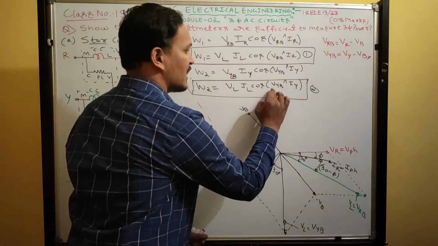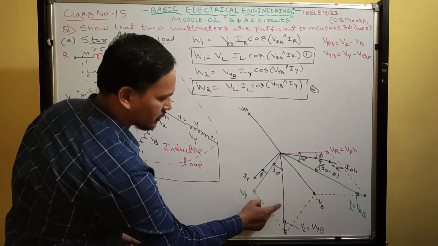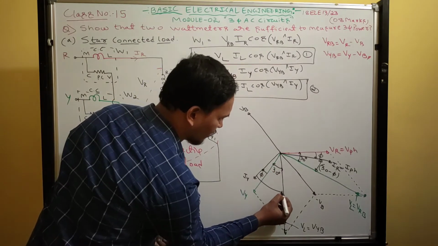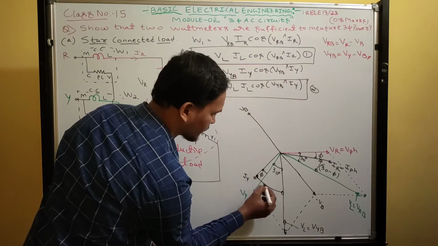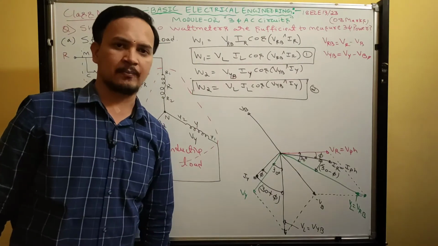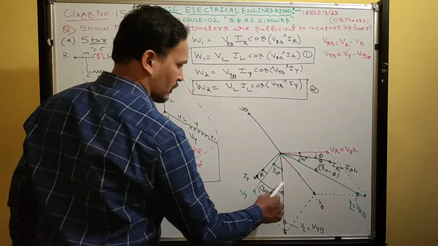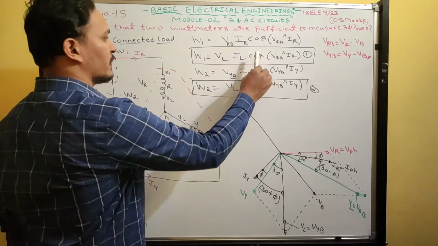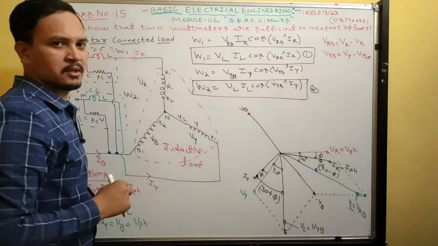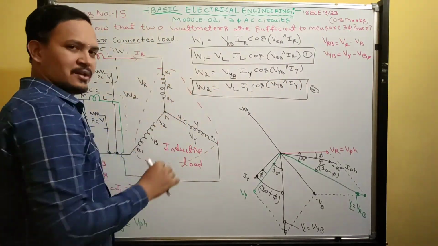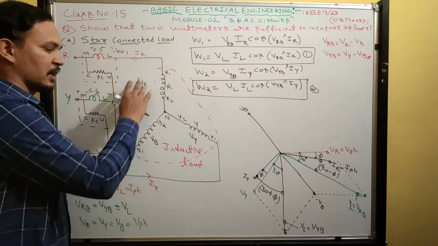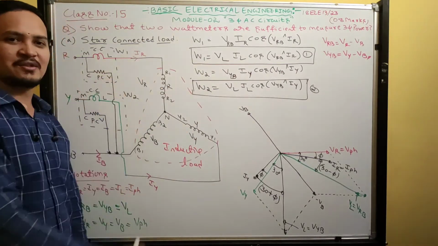Similarly, the angle between IY and VYB. IY is here, VYB is here. What is the angle between them? Here to here 30 degrees plus phi. So that angle becomes 30 plus phi. Once you have these angles, you modify the wattmeter readings. Replace equations 1 and 2 by the corresponding angles. Later, add the 2 wattmeter readings. You will get the 3-phase power measured for this particular load using 2 wattmeters only.